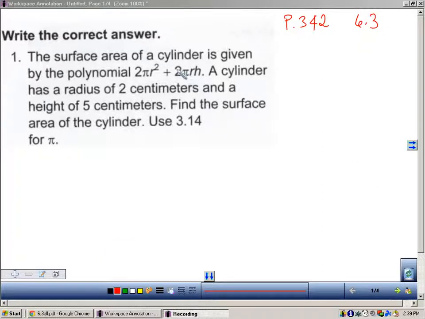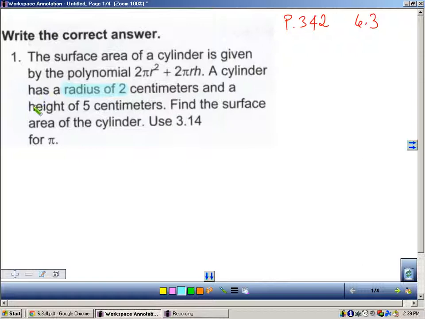Okay. So the surface area of a cylinder is given by the polynomial. The cylinder has a radius of 2 centimeters, and a height of 5 centimeters. Find the surface area of the cylinder. Use 3.14 for pi. So first thing I want to do is identify some key words: radius and height.